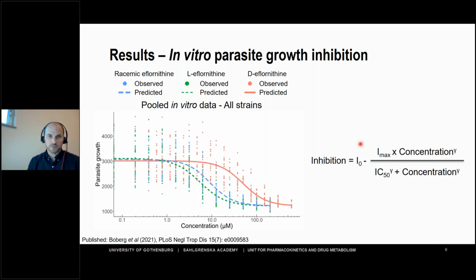So here are the results from this work, where you see 3 things. So the coloring is for racemic eflornithine in blue, with observed data are the dots, L-eflornithine in green, and D-eflornithine in red. And if you look at the plot here, you have parasite growth, as I said, measured as a fluorescence in this Alamar Blue serial drug dilution assay. And with a value of around 3,000, it means that the parasites are alive and well. And with a value of about 1,000, there is the baseline, where it's mainly only the media left that gives the value of 1,000.